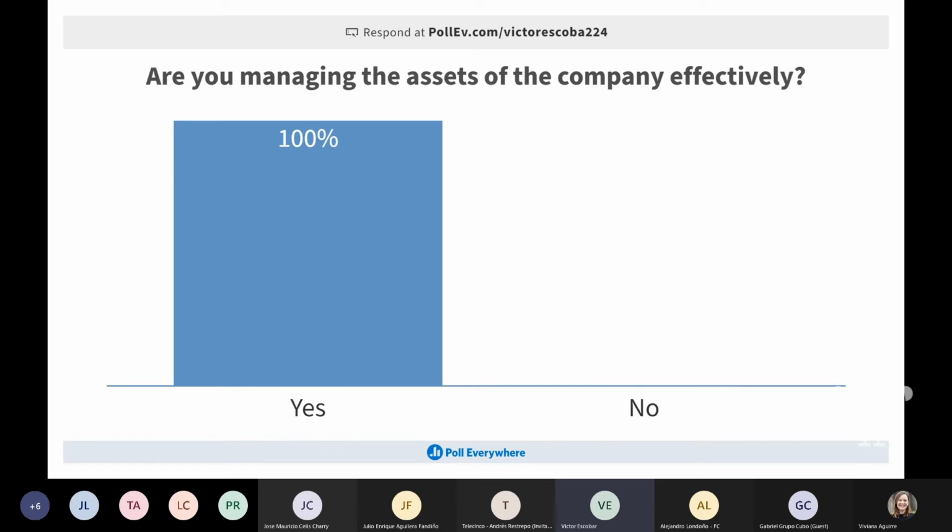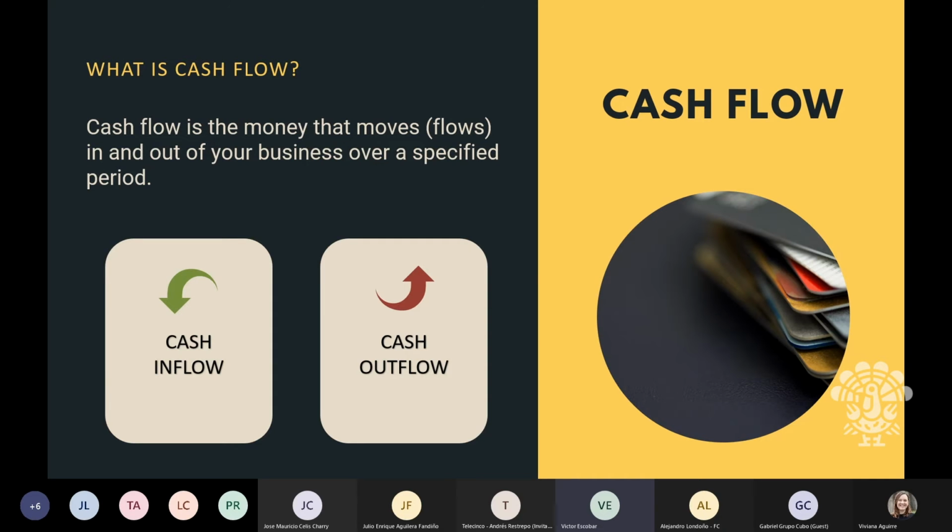Let's continue, and now finally we will check what the cash flow is. I know that this could seem pretty basic for most of you, but I think it's pretty important to remind all these terms and to get the basic information. So what is the cash flow? It's the cash that goes in and out of your business in a specific period of time.